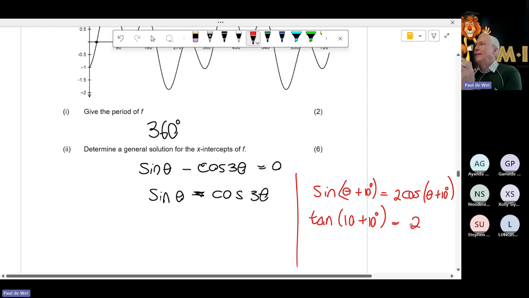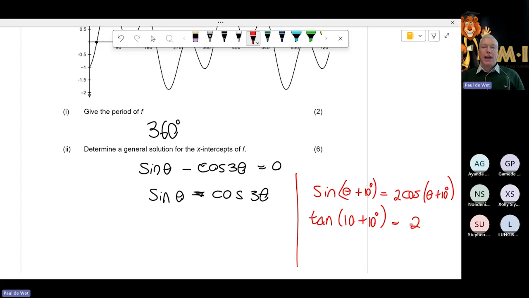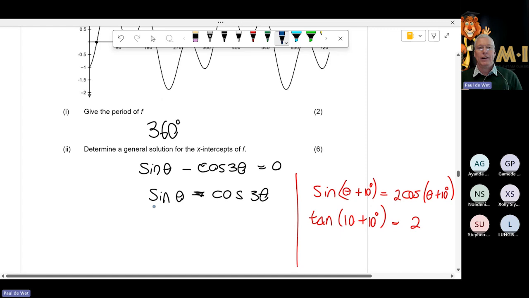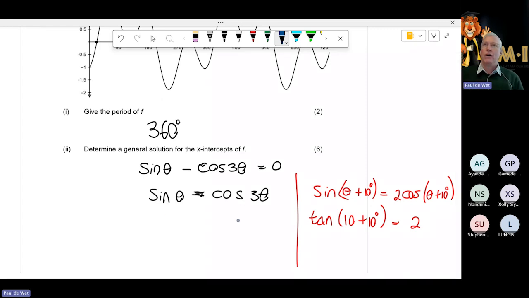But the difference, guys, is that trick going to work here? No. It's not going to work here, because when you've got sine theta over cos 3 theta, it's not tan. Who can tell me, how do I solve a trig equation when I've got sine of something equal to cos of something else? At the back there.